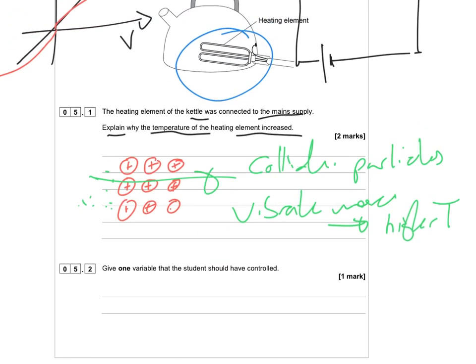In this experiment, one variable that the student could control, the most obvious one is the one we want here, is the starting temperature.